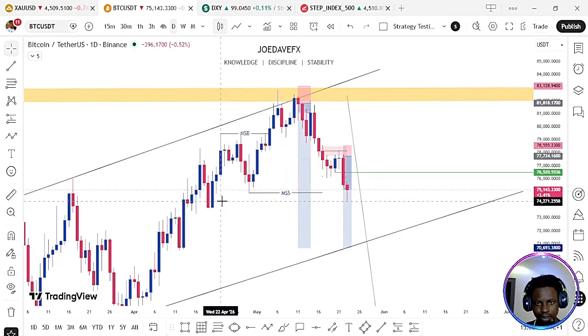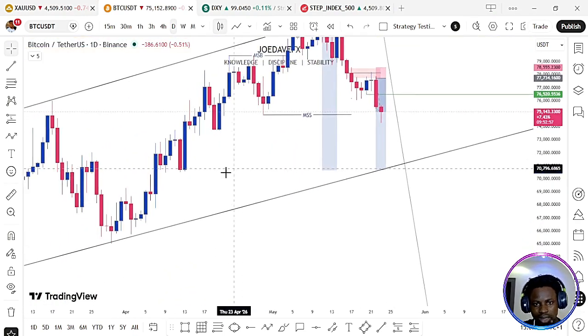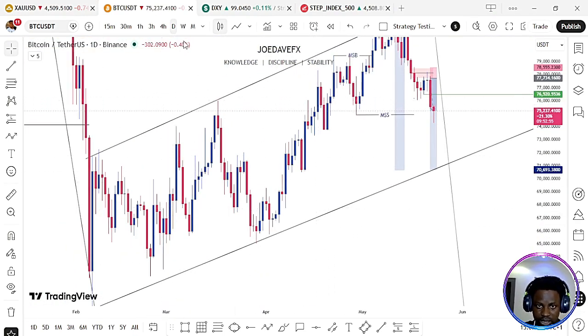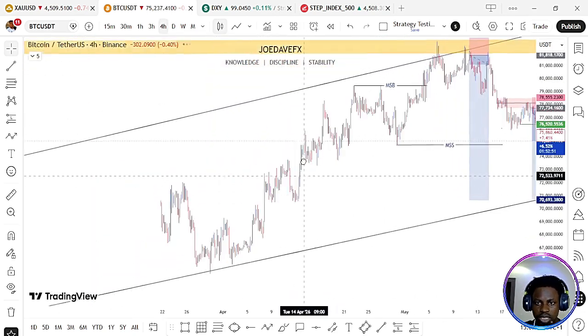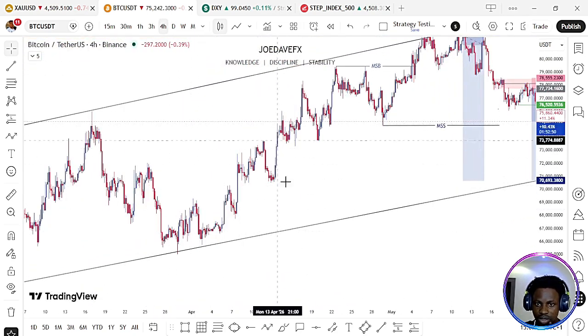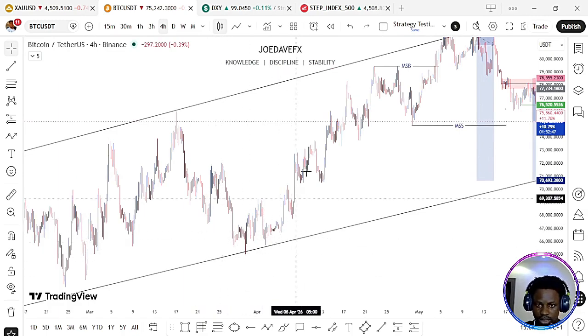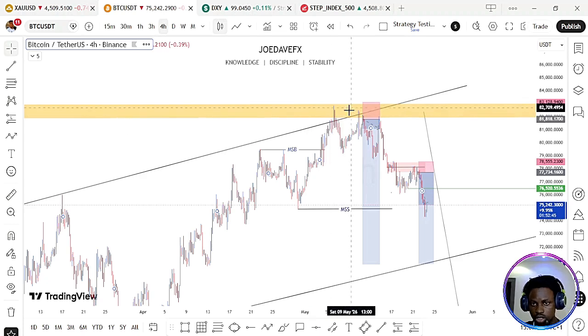Now let's get back into this analysis. Now, if you look at this from the 4H time frame perspective, let me go back to 4H. So from the 4H time frame perspective, you could actually see that this is an uptrend from the lower band of the channel here. Price was in an uptrend approaching the upper side.